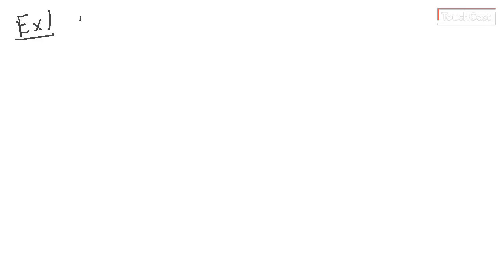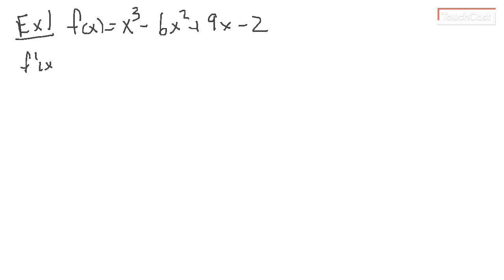We are going to take the function f of x, which is equal to x cubed minus 6x squared plus 9x minus 2. So from what we learned earlier in this chapter on applying the derivative, we're going to need to find f prime and f double prime. We need to take the first and the second derivative so we can find some of those important points that were listed in the guidelines.